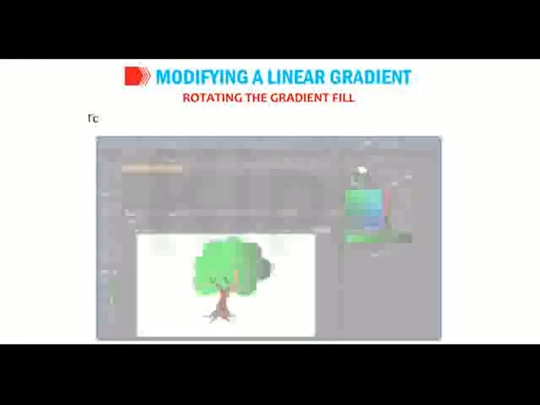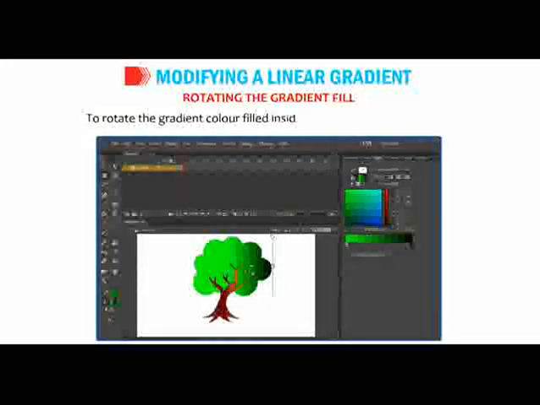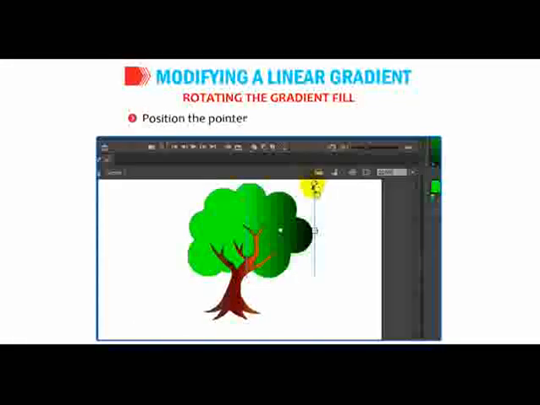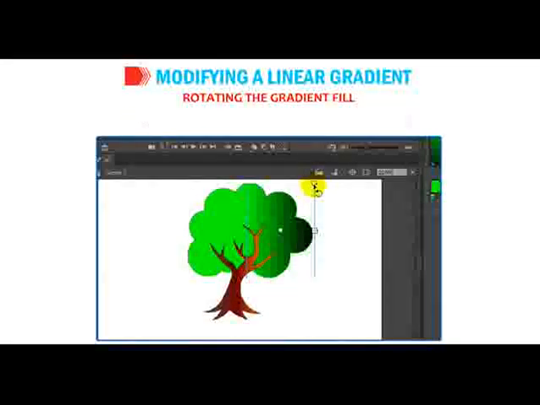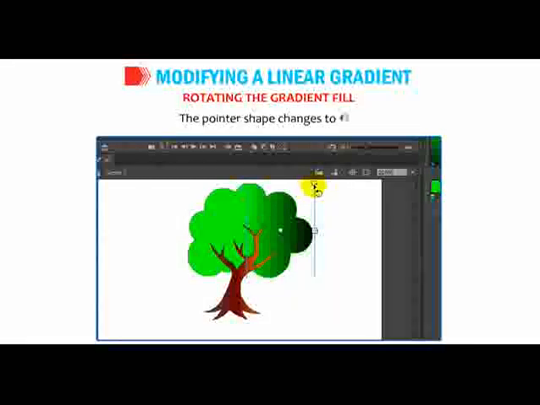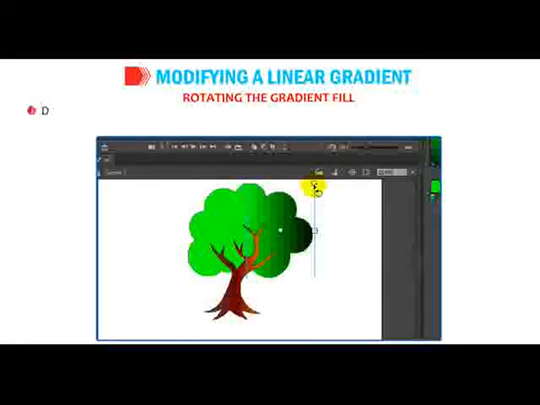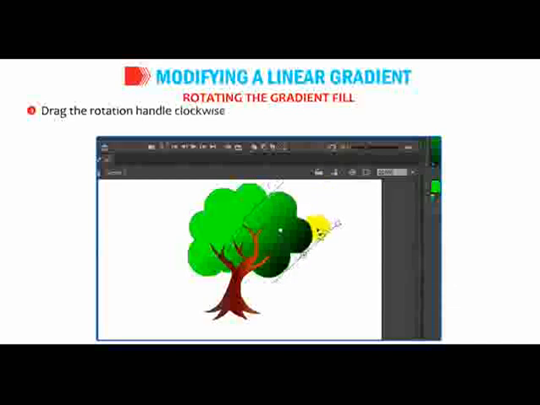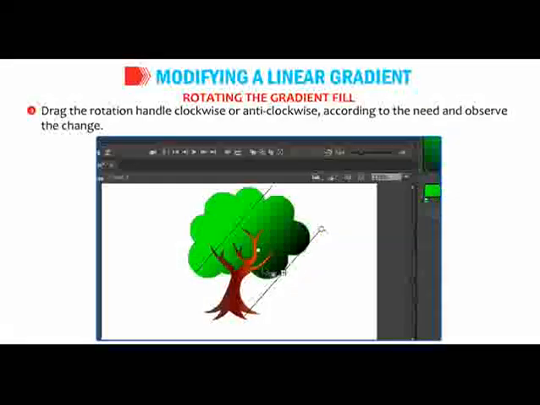Rotating the gradient fill. To rotate the gradient color filled inside the shape, follow these steps. Position the pointer over the rotation handle. The pointer shape changes. Drag the rotation handle clockwise or anti-clockwise according to the need and observe the change.